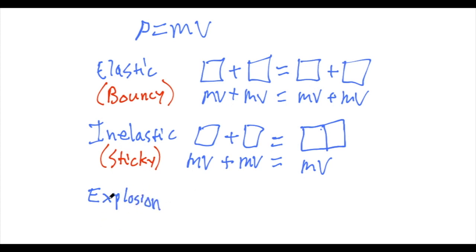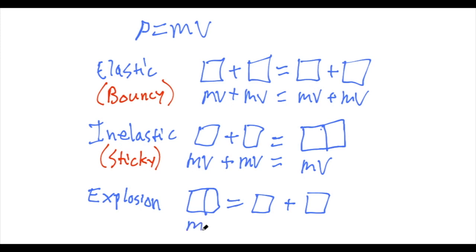An explosion sounds like what it is, so it's not bouncy, sticky, or anything like that. It's just an explosion. It's pretty much the opposite of an inelastic collision. So I would have a couple of objects to begin with. They'd be stuck together, and then something would happen to cause these objects to split apart. So I'd have one object and another object then.